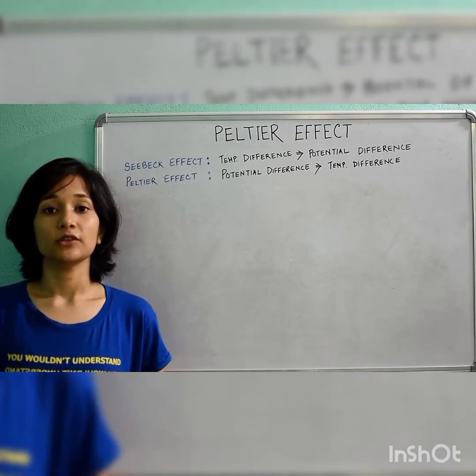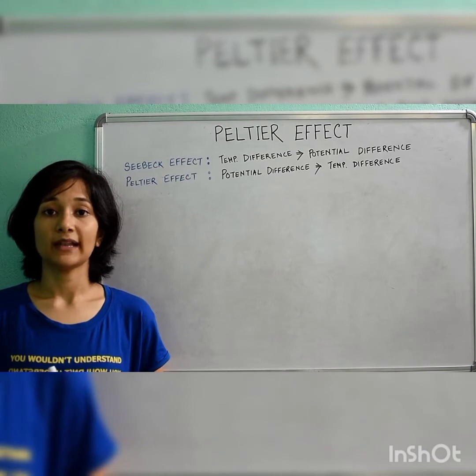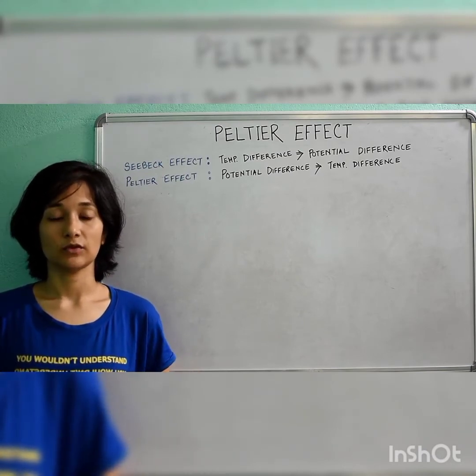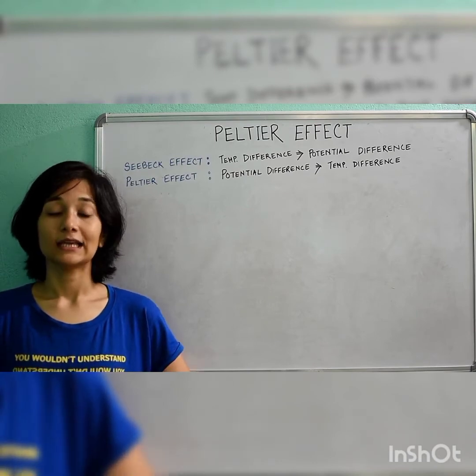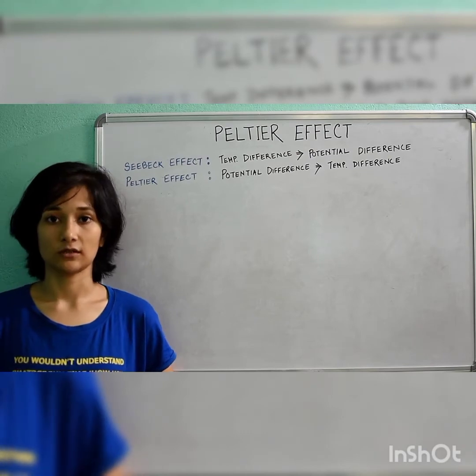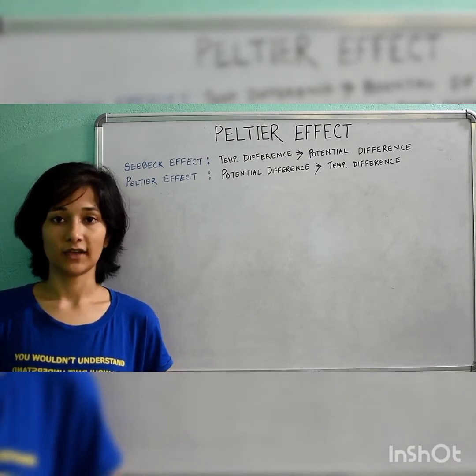In the year 1834, a French scientist named Jean Peltier discovered that when electric current passes through a circuit which consists of two dissimilar metals, heat is evolved at one junction and heat is absorbed at the other junction, and that is what is called the Peltier effect.